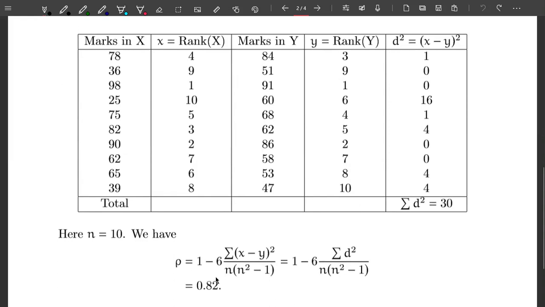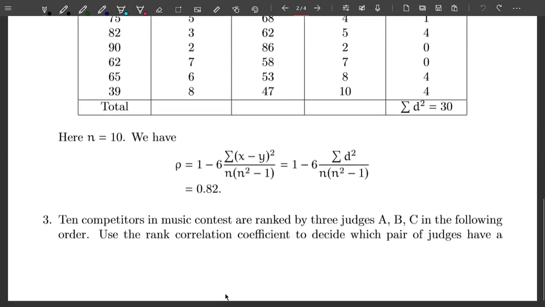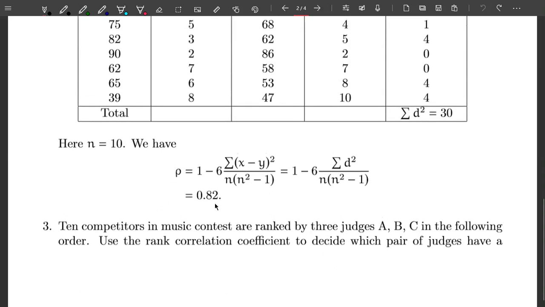So rho is equal to 1 minus 6 into summation D square, which is 30, divided by N, which is 10, into 10 square minus 1. So rho is equal to 0.82.